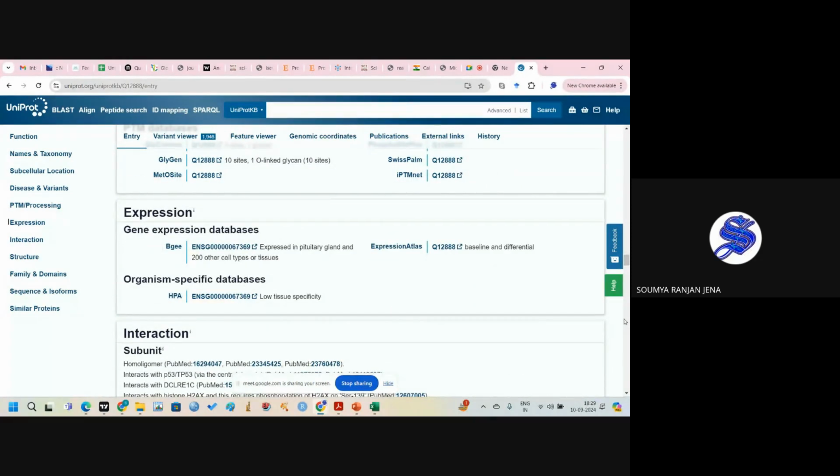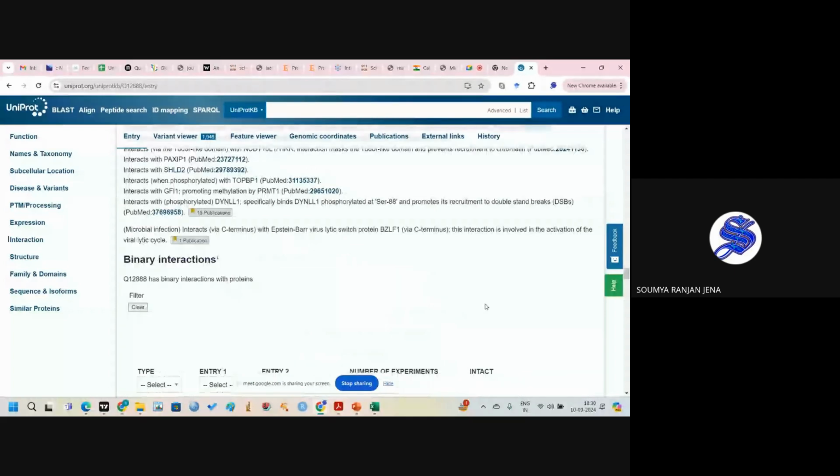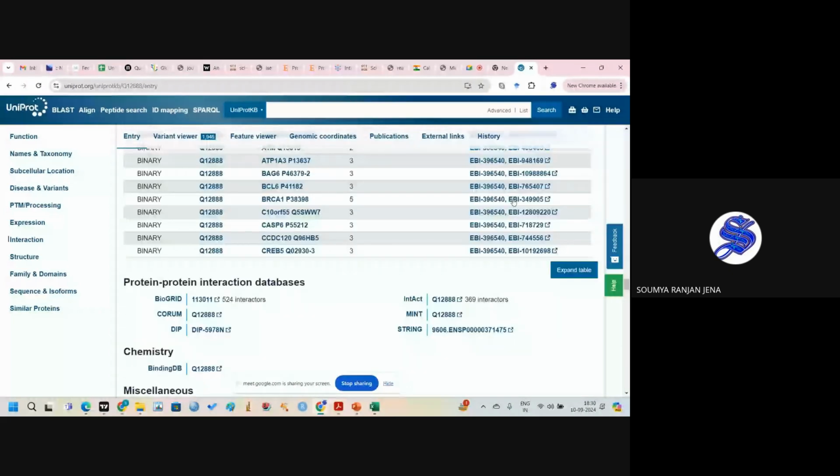You can input any protein in this UniProt database. It will give all the data of that gene, how the pathway is maintained, which number of chromosome it is found on, what disease it will cause, all the data. You can find all the data in this database.